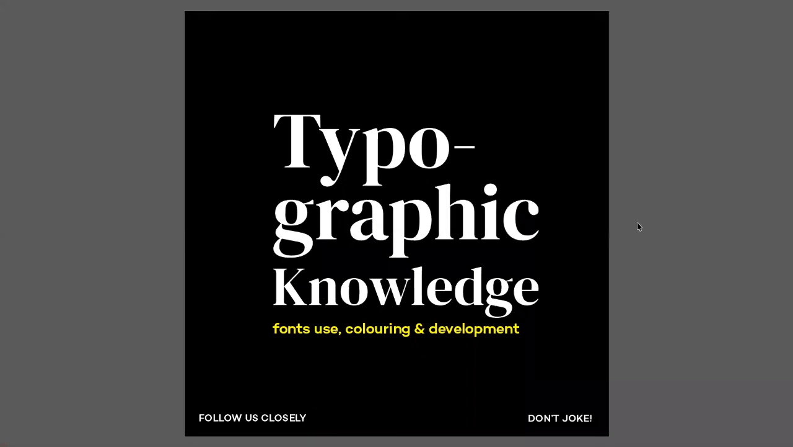Now, looking at this design, I hope you guys can see the design: typographic knowledge, font use, coloring, and development. Meaning that we're talking about how to use fonts, that's typography, how to color typography, and how to develop typography. Now, this is a simple design, but when it comes to visual organization, the first thing you probably see is this typographic knowledge. Then you see font use, coloring, and development next. Then you see the rest.